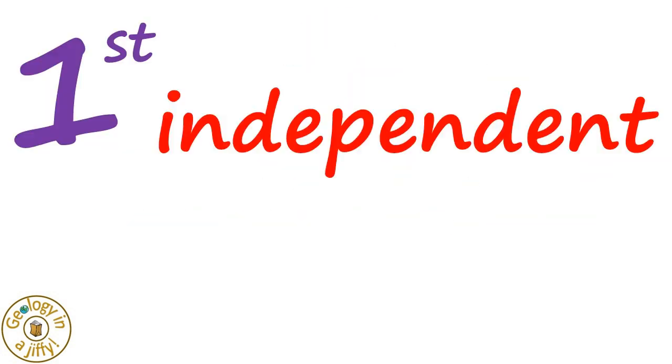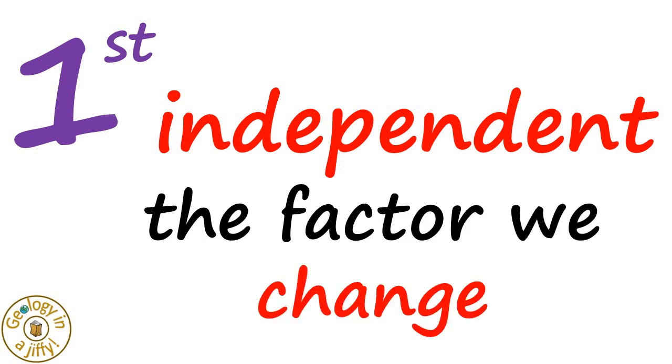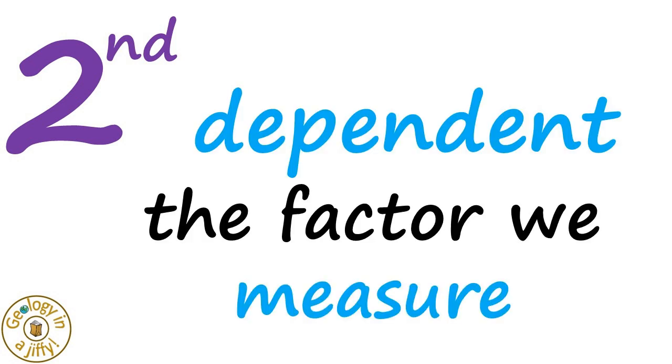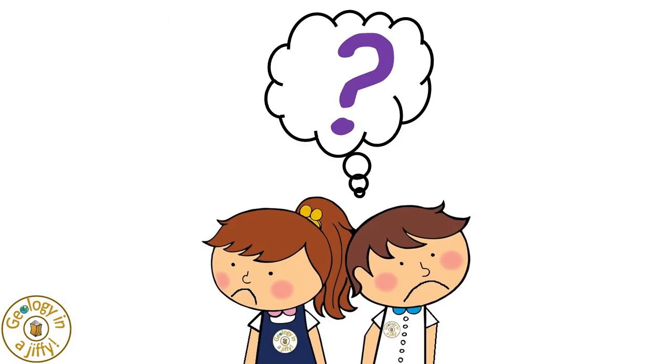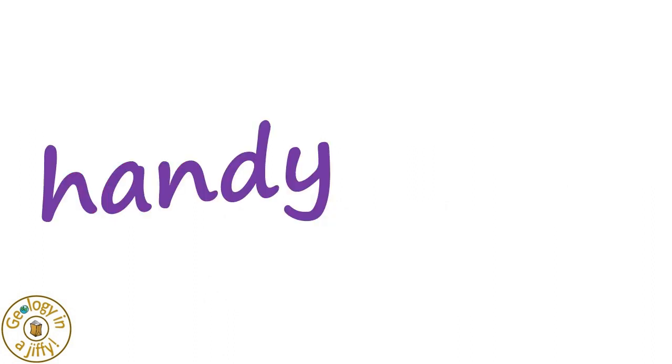The first is the independent variable, the factor that we change. The second is the dependent variable, the factor that we measure. But how can we remember what variable goes where on a graph? It's easy. Use this handy model.